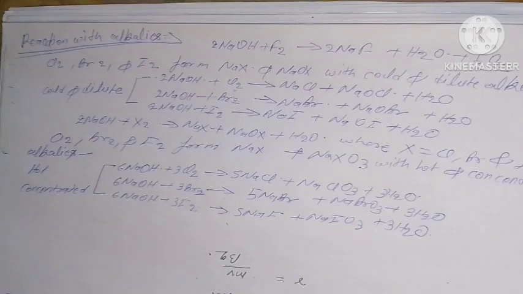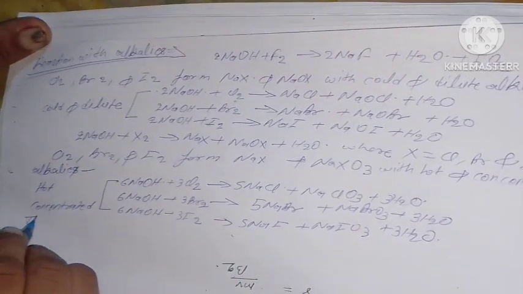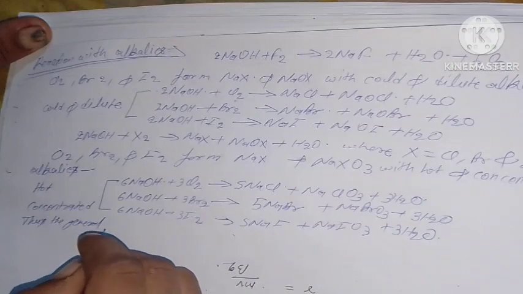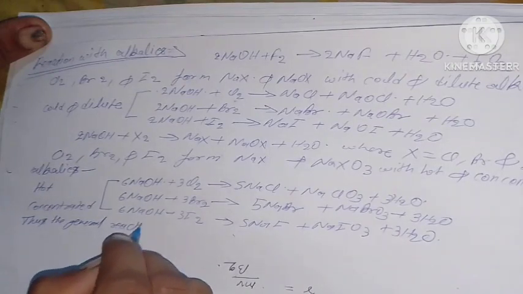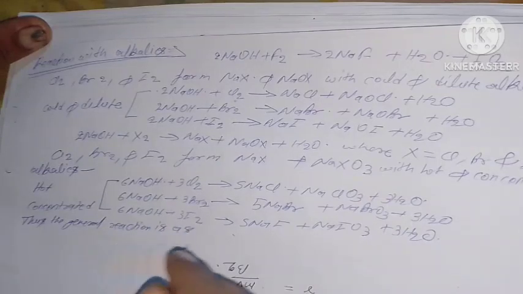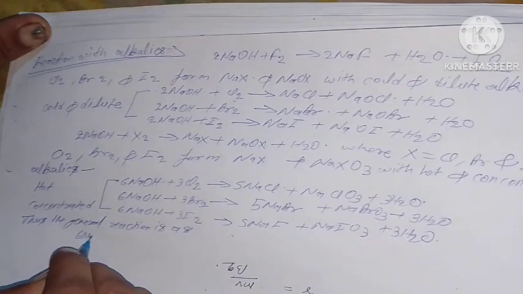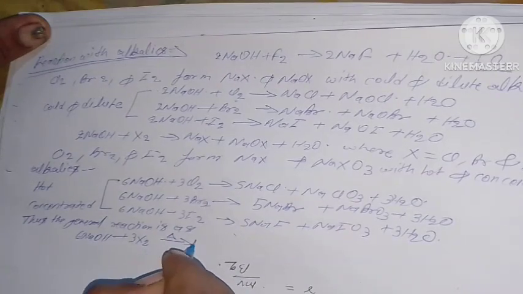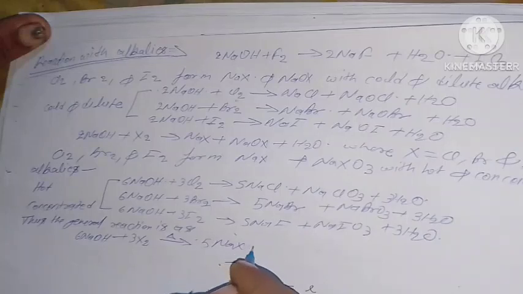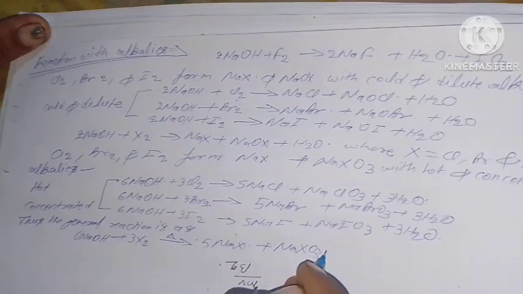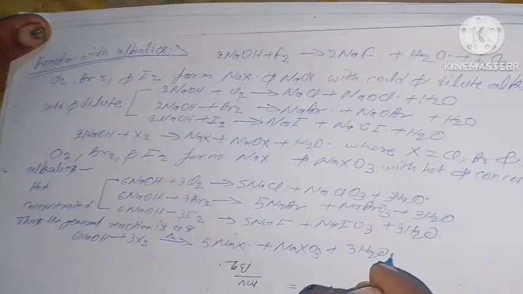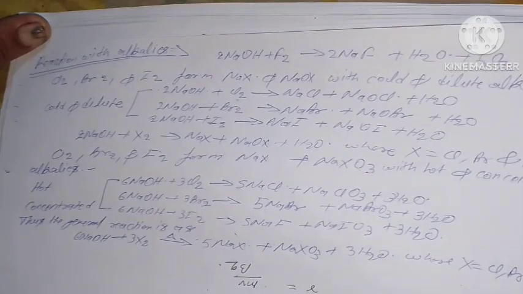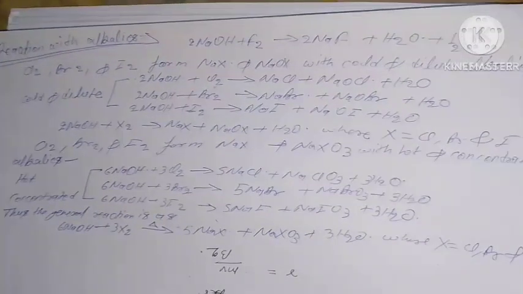Thus the general reaction is as given below: 6NaOH plus 3X2 makes 5NaX plus NaXO3 plus 3H2O, where X equals chlorine, bromine and iodine.